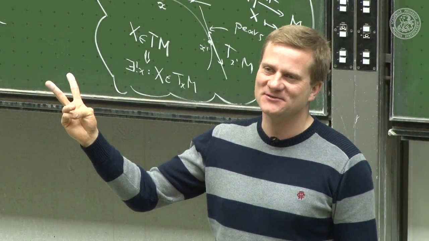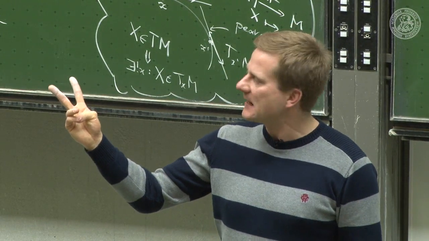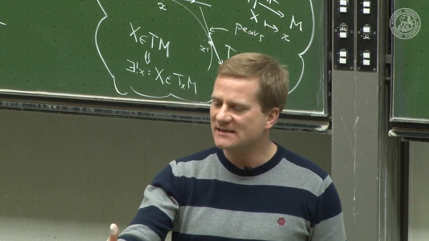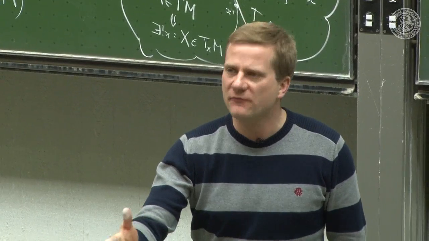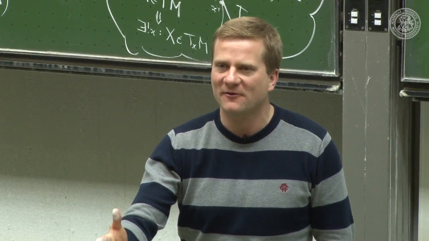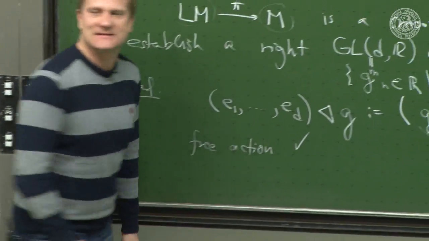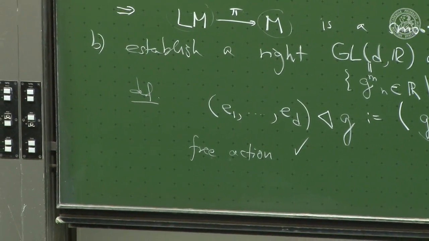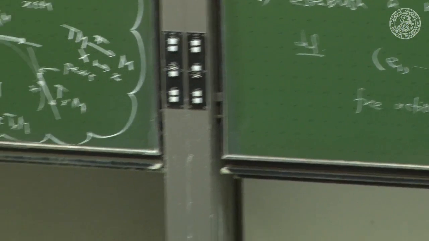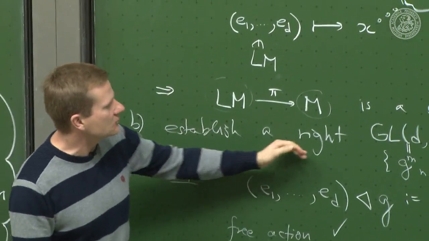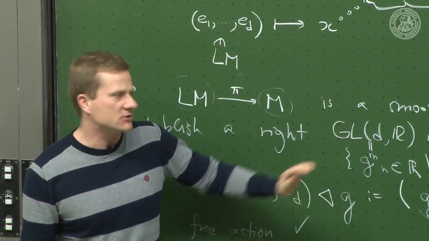Well, in 3 dimensions it gets trickier. But if you have an entire frame, there is nothing you can do to keep every vector of the frame invariant. Hence, this is a free action. Well, that's the intuitive argument, but obviously you can make this into a formal proof. So what we did, we could establish on this frame bundle a right GLD action.